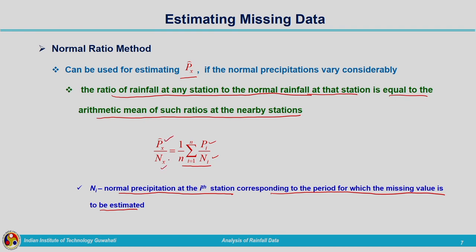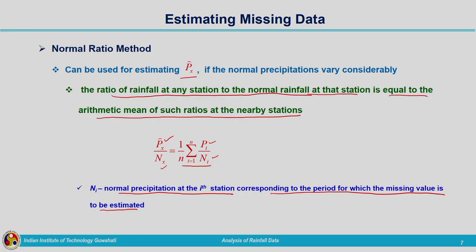Nx is the normal rainfall from that particular station x, and that is equated to the average of the ratios we will be calculating for different neighboring stations with the rainfall data and the normal rainfall. Summation of those ratios will be taken, and these two ratios will be equated to calculate the missing data at a particular station x.